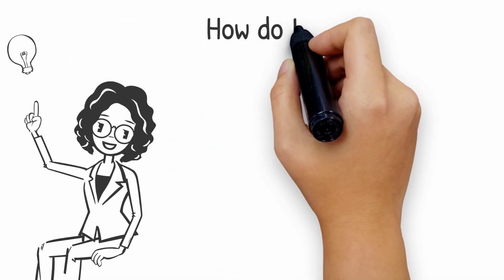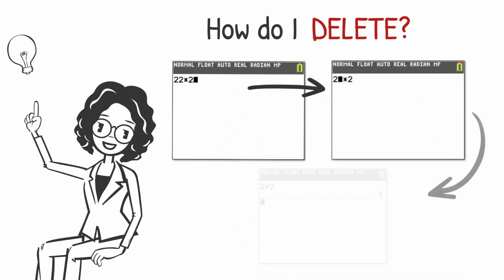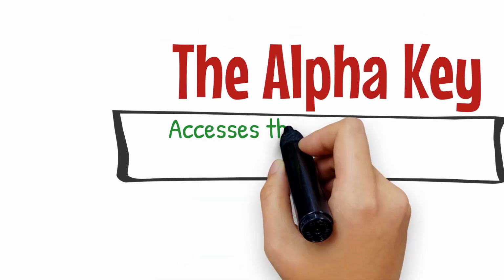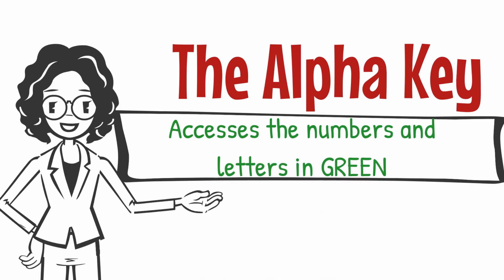The delete button is next to the mode key. That will delete whatever your cursor is on top of. Say I want to put 2 times 2 in my calculator, but I accidentally typed 22 times 2. I move my cursor to either of the 2's in 22 and delete one. Then it becomes 2 times 2. Under the second key is the alpha key, which is like the second key, but it operates the green letters or numbers above the keys rather than the blue ones. This key will be spoken more about in a later video.